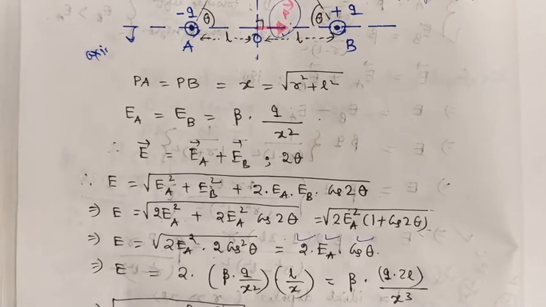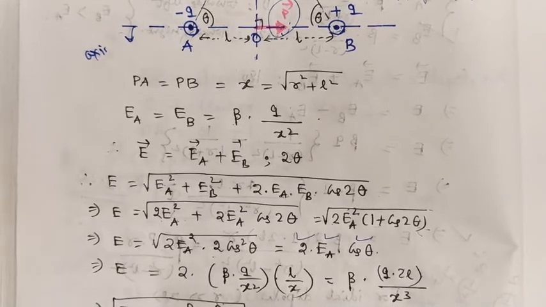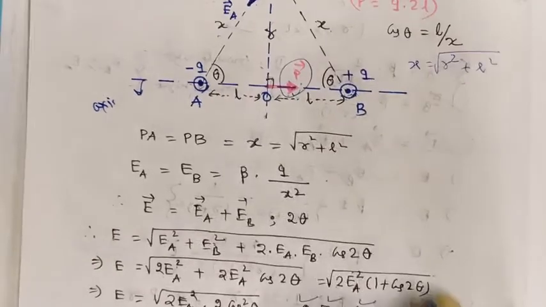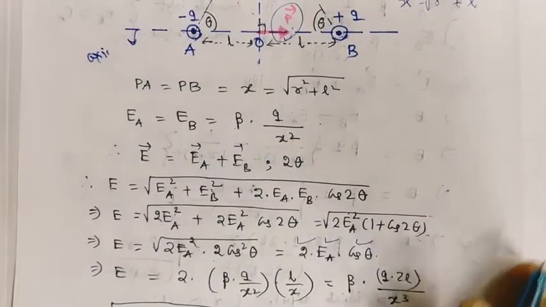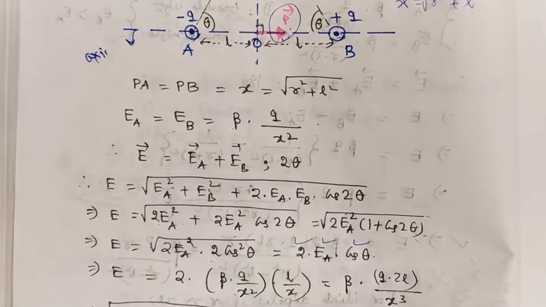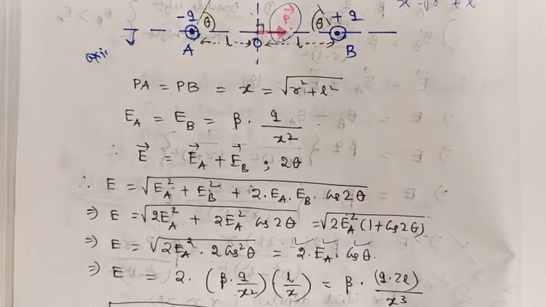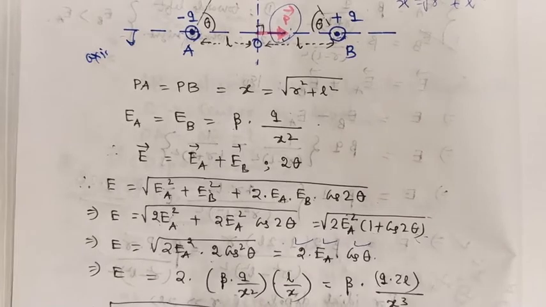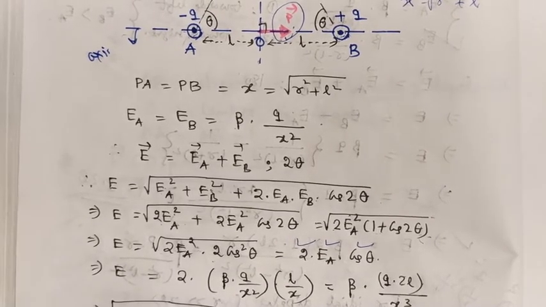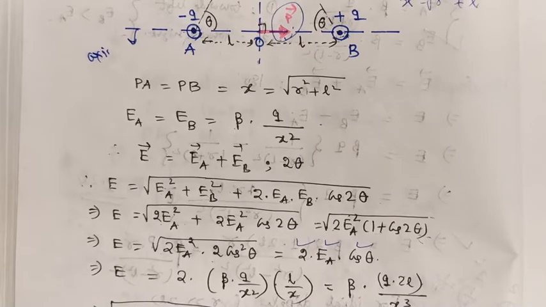In case 1, the answer was beta 2P by x cube. Here it is beta P by x cube. X is how much? Root over R square plus L square. We have calculated here. If the dipole is ideal, that means L is neglected. So x is equal to root over R square. That means x tends to R. So I replace this formula: beta P by R cube. This is the formula of electric field intensity due to dipole at equatorial position.